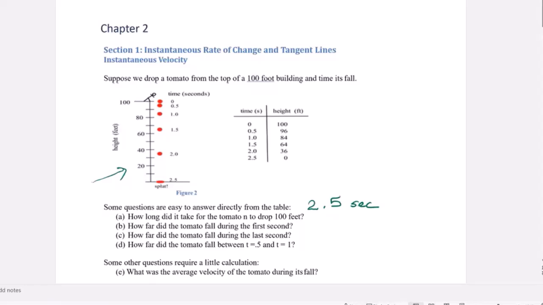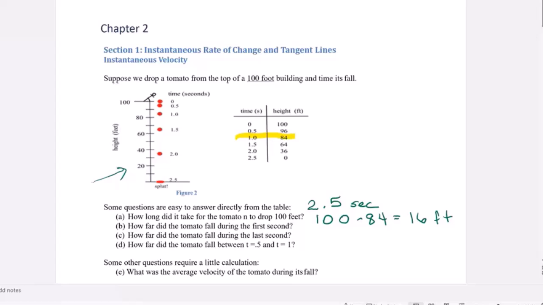So here's our first second, and the tomato fell 100 minus 84 feet, which is 16 feet, because the height above the ground was 100. Now the height above ground at 1 second is 84. So that's how you would know to subtract them.